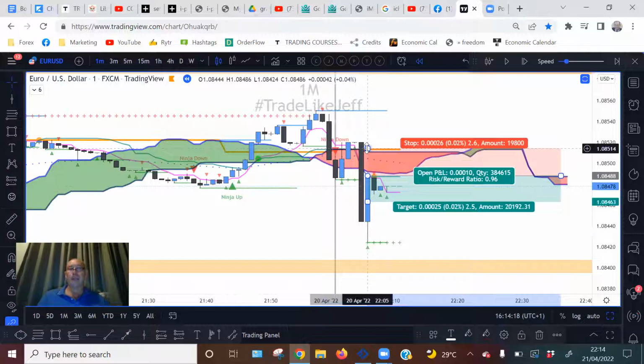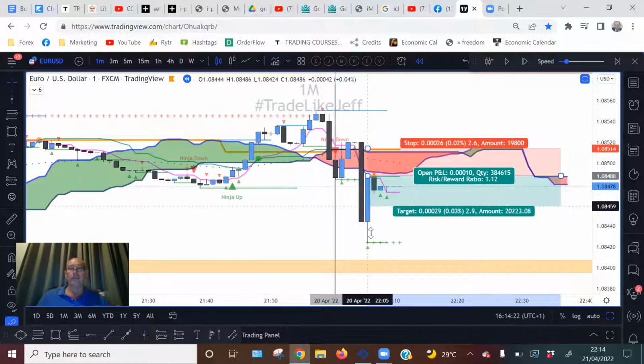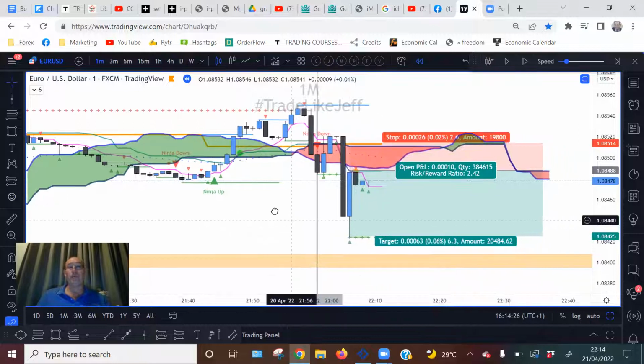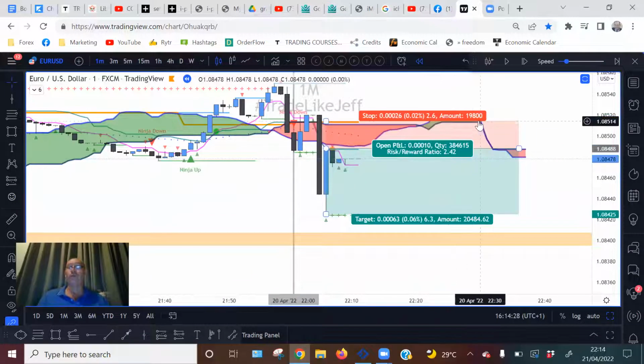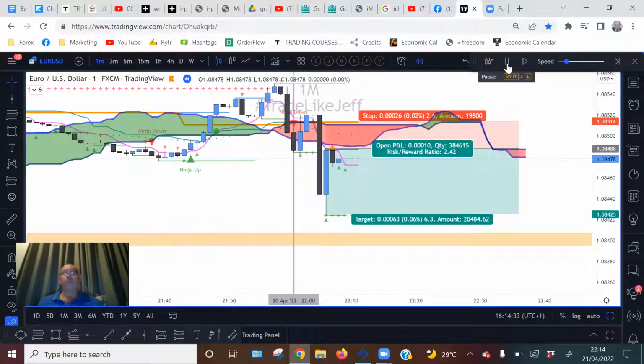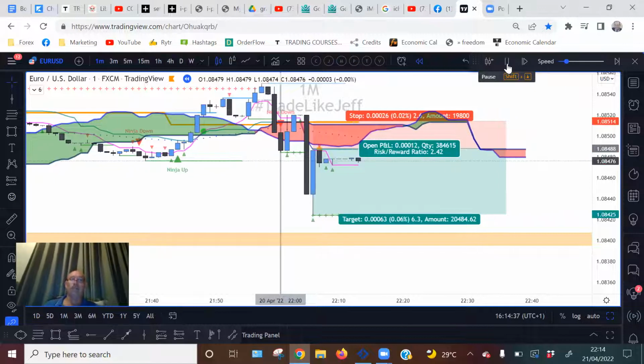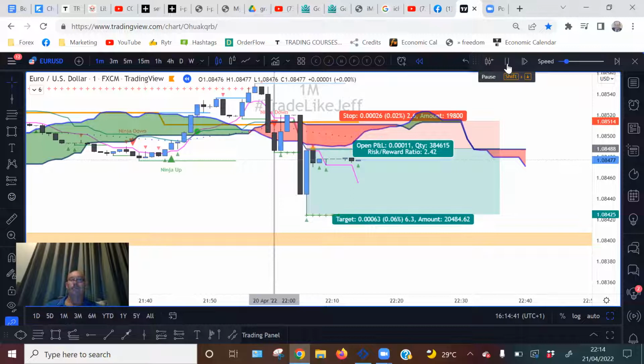Yep. Come back up there. Went back down to there. And sometimes I say to people, if you get 2%, you should be happy with that. Already got 2.42. So let's, and it came back right to the entry. Some people say they'll be happy with that, but let's just see what happens. Let's let this play out, ladies and gentlemen.